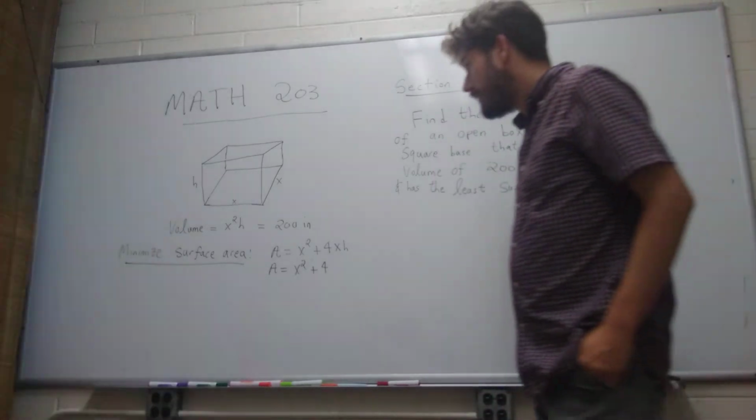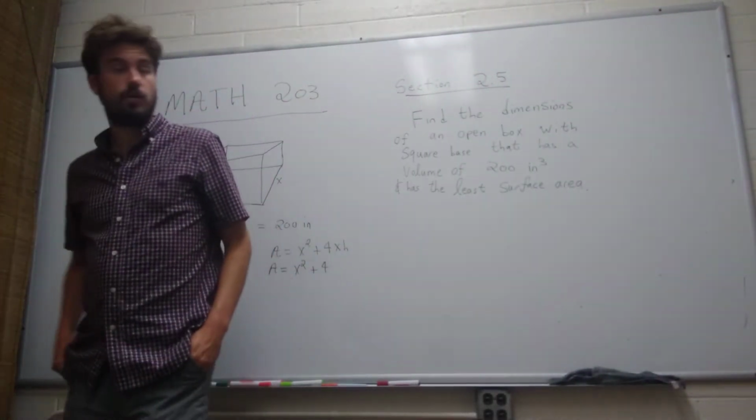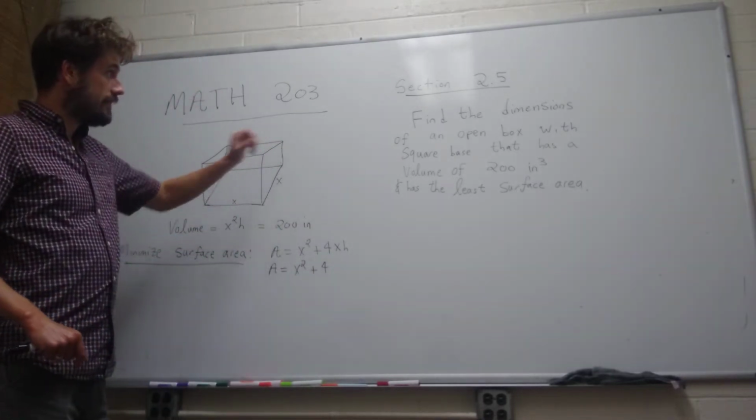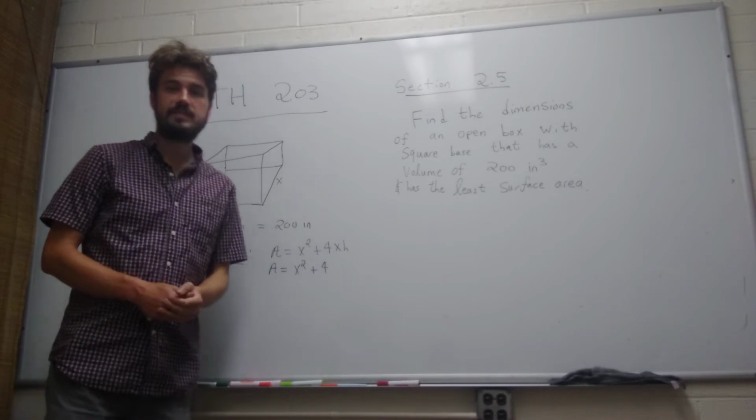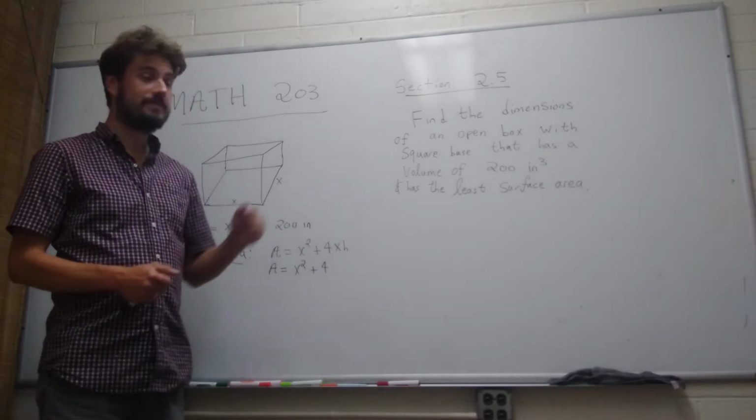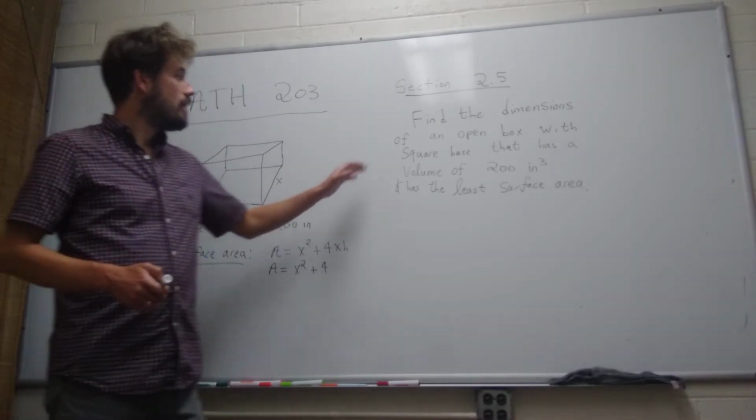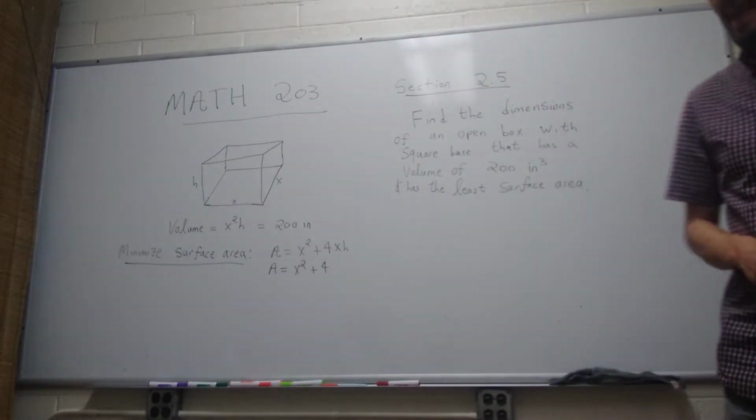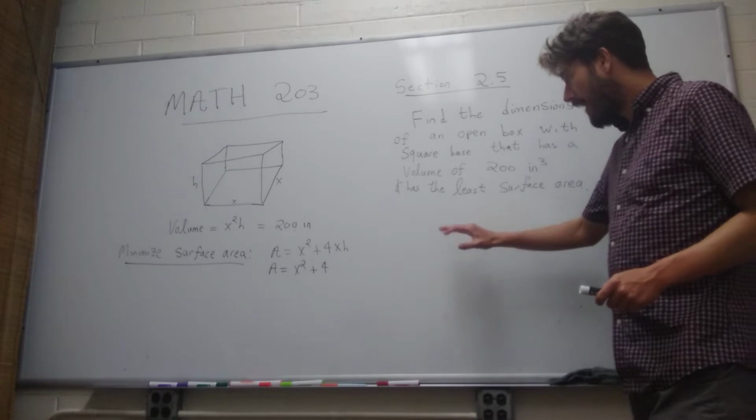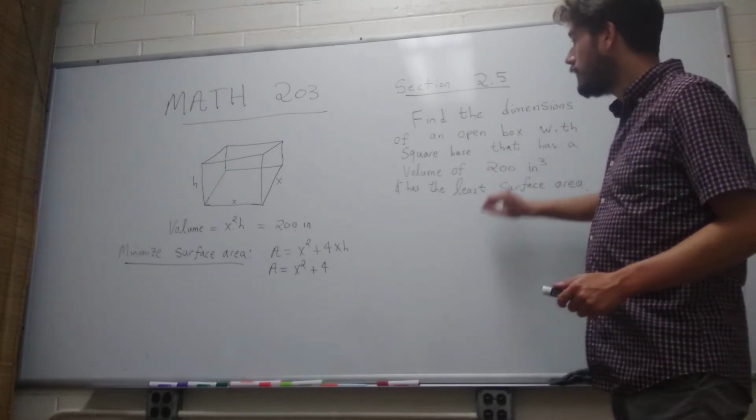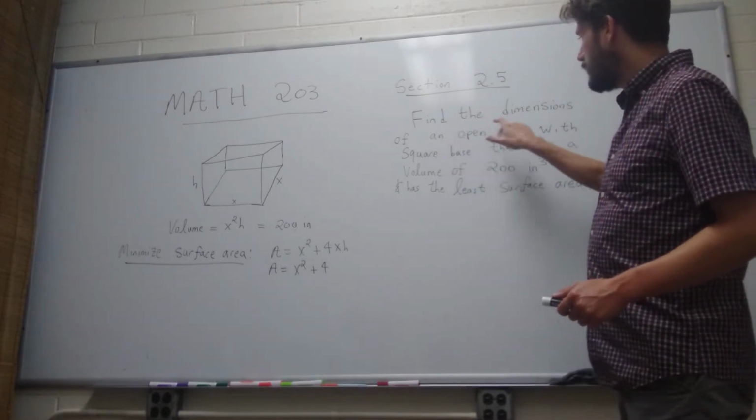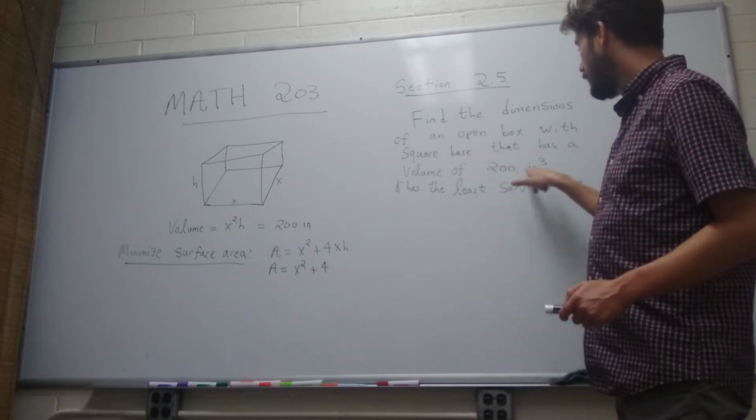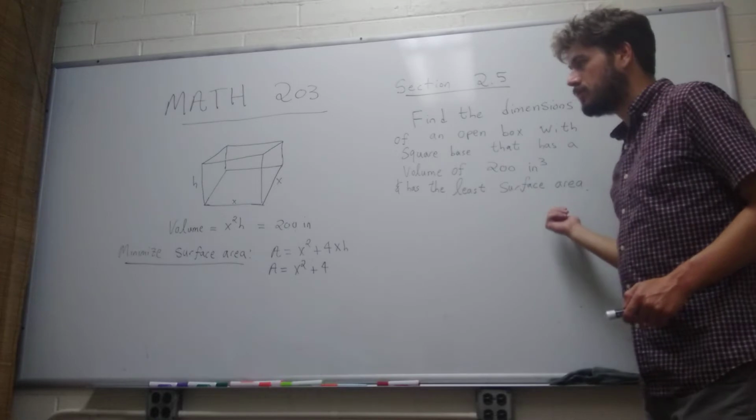Okay, good afternoon again. So we're going to discuss the new topic. This is from section 2.5. It's about optimization. Our job here, I also uploaded some videos on Molima from Khan Academy for practice, but we'll go through an example here. Our job is to find the dimensions of an open box with a square base that has a volume of 200 cubic inches and least surface area.